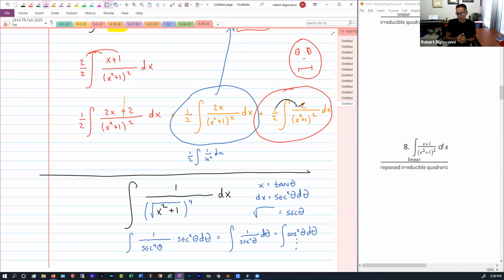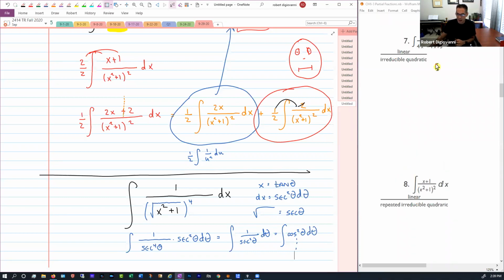So, in summary of these last 2 that we did, if we see a linear over a quadratic, that quadratic on the bottom is irreducible. We're basically going to play this game where we let u be the denominator, the whole quadratic. We're going to look at its derivative. We're going to force the numerator to turn into that derivative. And then whatever's left over, that integral that's left on the outside, we're just going to have to figure out how to do it. Whether it be complete the square or trig sub or integration by parts, whatever it is going to be what it is.